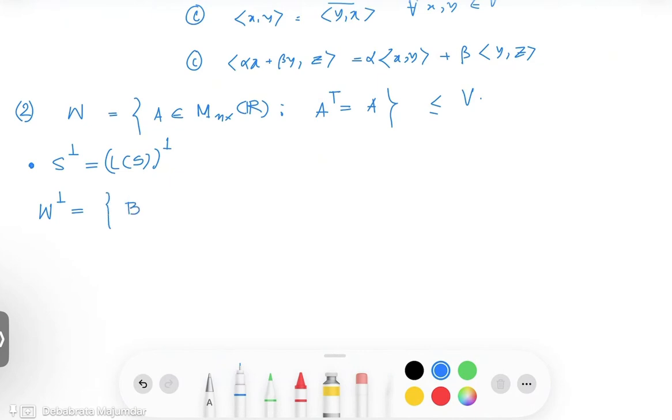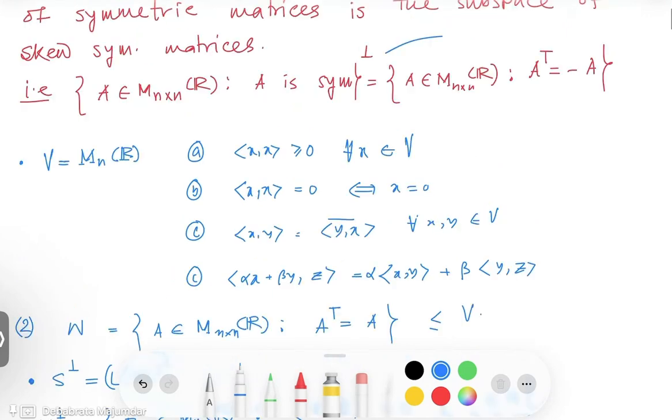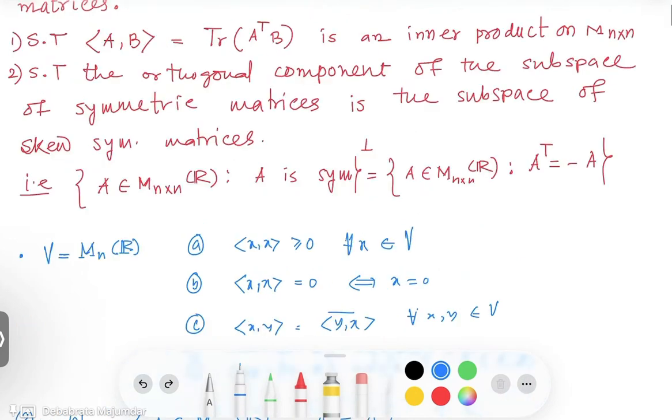Those B belonging to Mn over R such that the inner product <A, B> will be 0 for all A belonging to this, right? So basically they want to say this set will be the set of all skew symmetric matrices, right?